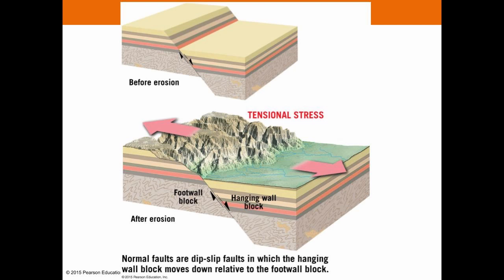The hanging wall fell down. So we call this a normal fault. And then after some erosion, we can see that the footwall has the elevation to it, and the hanging wall is where you get your water, because what happens with erosion? Things go down with gravity. The hanging wall section was what was eroded down.